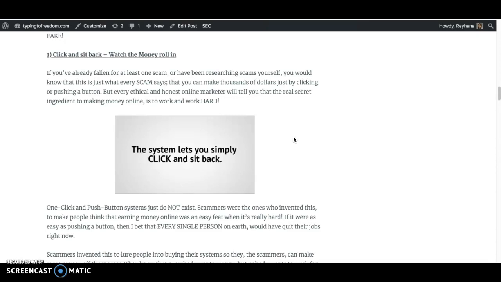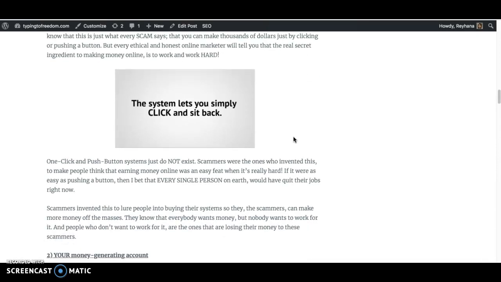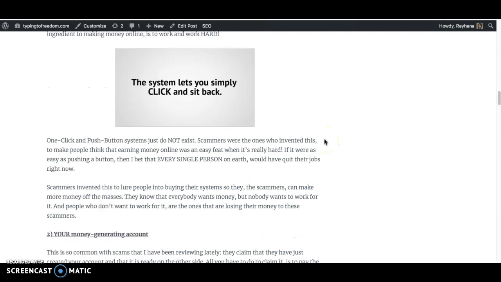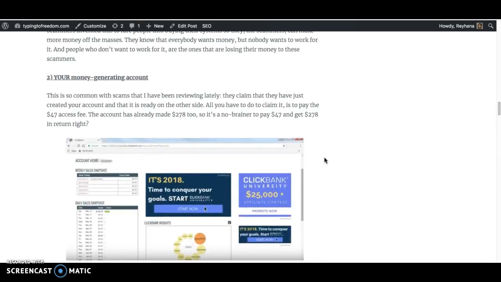It's just not going to happen that you're going to wake up one day, click a few buttons, and you're going to be rich at the end of that day. It just doesn't work that way, guys. Scammers were the ones who invented this. There are one-click or push-button systems out there that are supposed to generate you money, because they know people don't want to work for their money. They just want easy money, and they want to leverage that desire that people have, and make them believe that this is possible online, but definitely not possible here.